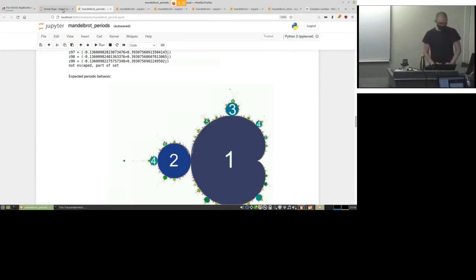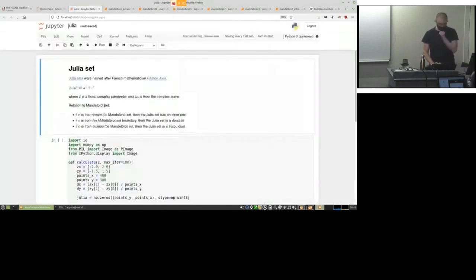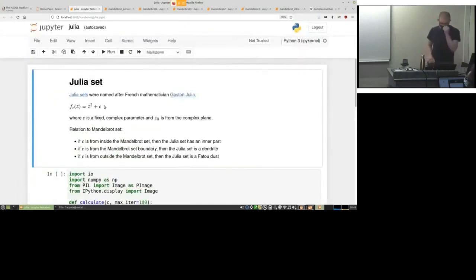There's a closely related fractal called the Julia sets, which were named after Gaston Julia, a French mathematician who was recovering in hospital after serving in World War I. And that's when he came up with it. So pretty much the same formula. You still have z squared plus c, but rather than starting with z0 as zero, you now take that from the complex plane and you keep c fixed to a particular value.